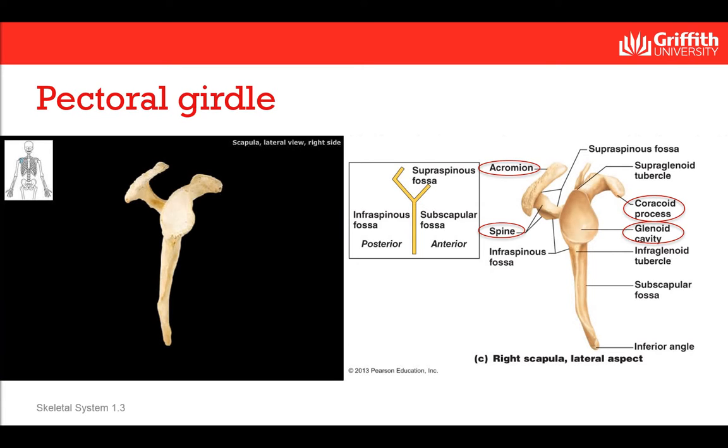Also take note of the 3 fossae. They are named according to their location. All of these bony structures will start to become even more important when we look at the muscles housed within these fossae.